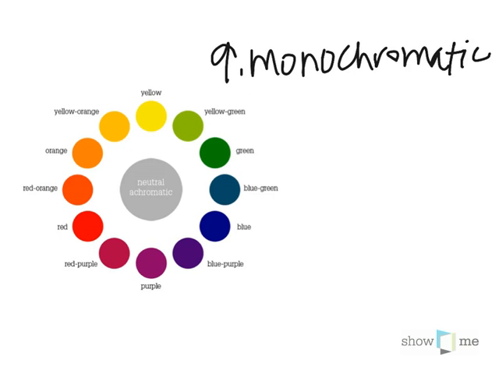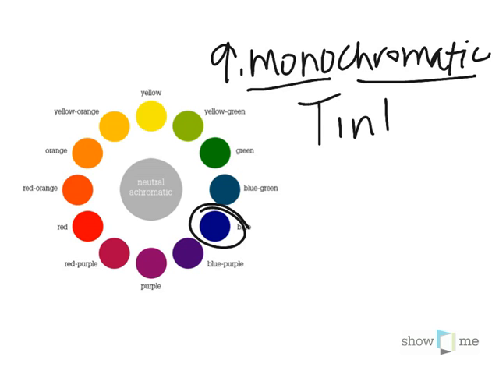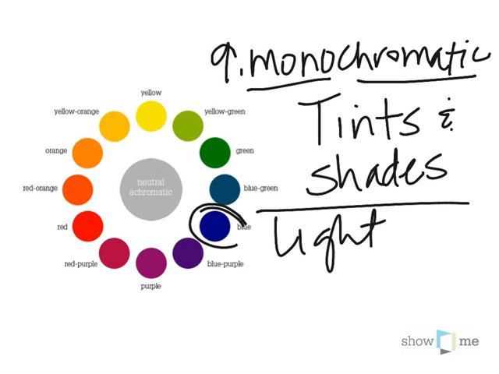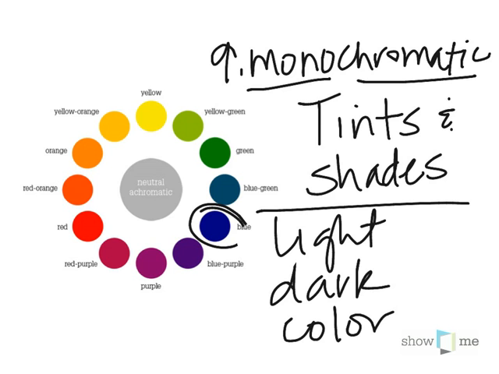The 9th one is monochromatic. Mono literally means one, and chromatic means color. So you're choosing one color, so let's just say blue, for example, with tints and shades. And so a tint is the color plus white, and a shade is the color plus black. So the three colors that we would use would be a light blue, and a dark blue, and a regular blue. Another one would be pink, red, and maroon. That would be a monochromatic color scheme. So you would use those three colors on your palette to make your piece.